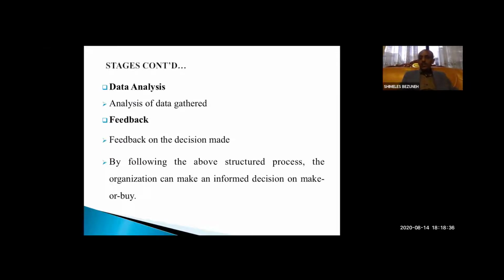Once we get the collection of data, the third stage is data analysis. Using different tools, we make the analysis, graphically using tables, whatever we want. Based on the data analysis, we get what? The feedback: either buying is better or making is better for the company's benefit. So by following the above structured, consistent manner, the organization can make an informed decision on make or buy.